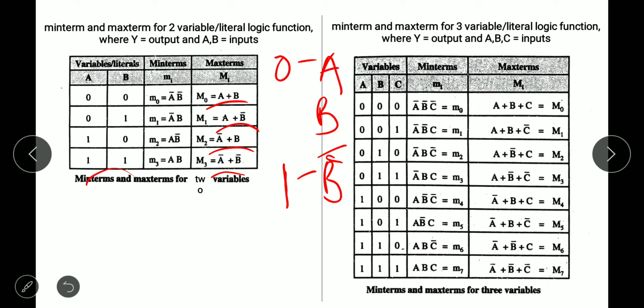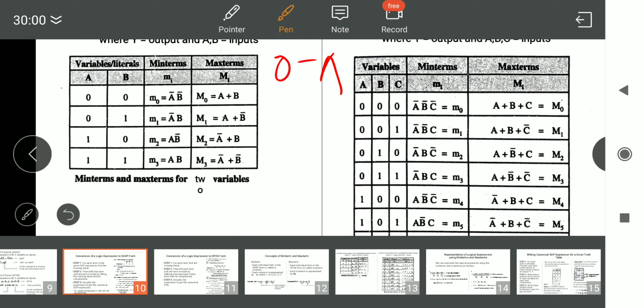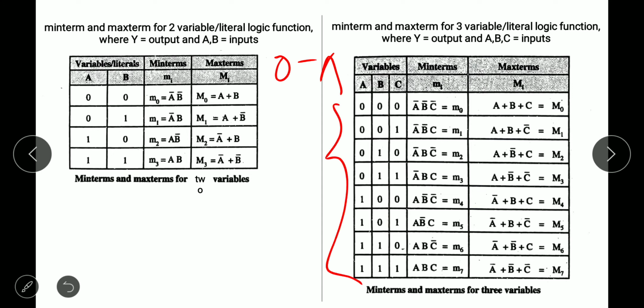Okay, some more examples for three variables. If you see here, for 3 variables there are 8 combinations. So half of 8 is 4, so we write 4 times 0 and 4 times 1. Then half of 4 is 2, so we write 2 times 0, then 2 times 1. Again 2 times 0, 2 times 1. Then half of 2 is 1, so 0 1, then again 0 1, again 0 1, again 0 1. Okay, so for 3 variables, how can we write the min term and max term?